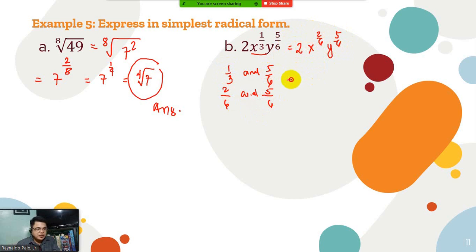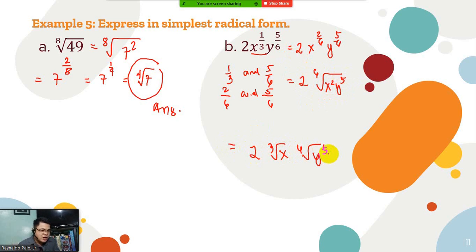Alright, so then we can write this one into radical expression. It is now 2 6th root of x squared y raised to the 5th power. Or simply, you can also rewrite this one in radical form as 2 cube root of x or 6th root of y raised to the 5th power. But we prefer this one because it is already written in single radical expression. Alright? So that's how you're going to transform or simplify radical expression.